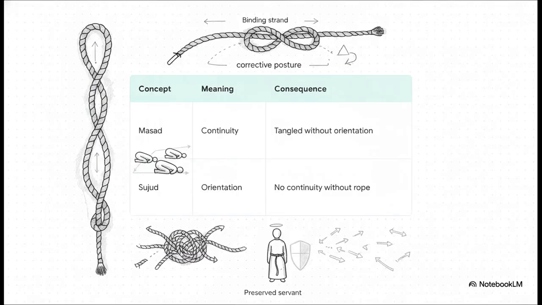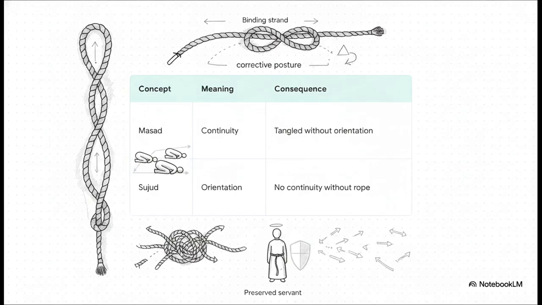Now, what's really interesting about this slide is how perfectly interdependent these two concepts are. Masad is the binding strand that provides your continuity. Sujud is the corrective posture that provides your orientation. Here's the crucial takeaway. A rope without orientation just becomes a tangled mess.